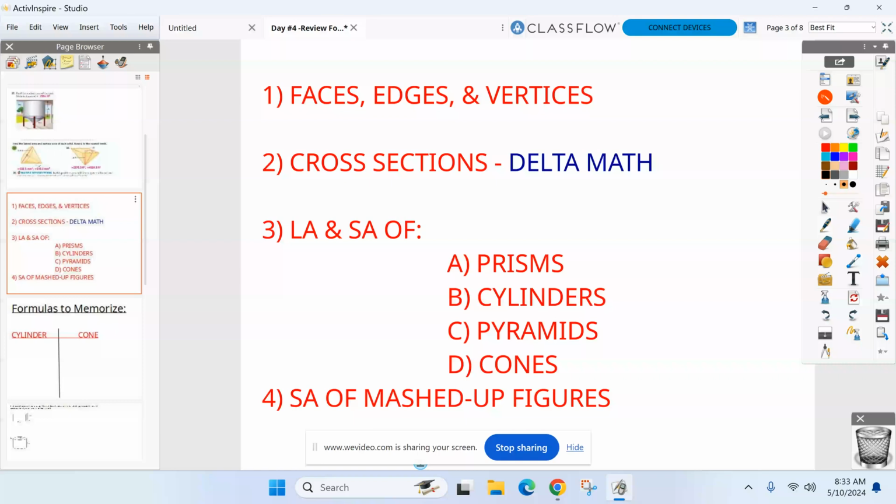Surface area quiz, but also remember you guys have faces, edges, and vertices as part of it. There's a couple review questions in your packet on how many faces, edges, and vertices a figure has. So don't forget about it, please. Also remember the way to check.